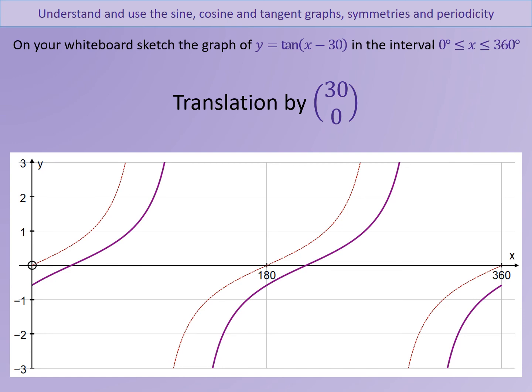The other key feature, of course, that we can place on our diagram is that instead of the tan curve now going through the origin, it will now be going through the x-axis at 30, and instead of going through the x-axis at 180, which was the original, it will now go through the x-axis at 210.